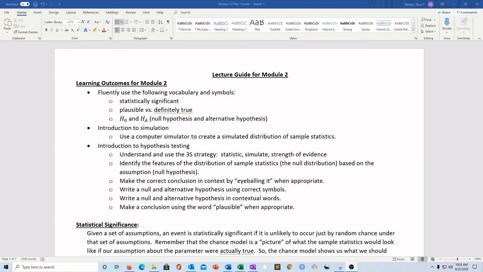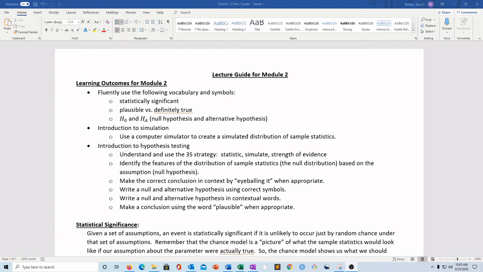Hi everyone, in this video we're going to be looking at the lecture guide for Module 2. So in this video I'm going to go through some of the beginning of this lecture guide and just discuss what this module is about, and specifically in terms of what we've done previously and what we're doing now.